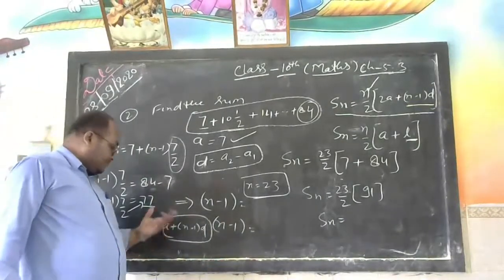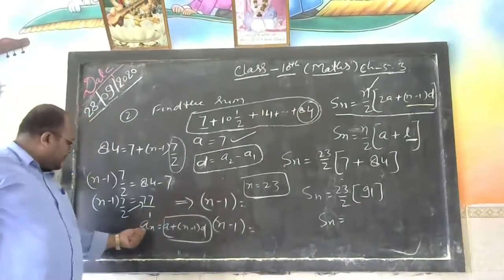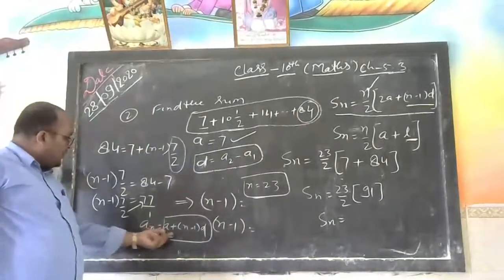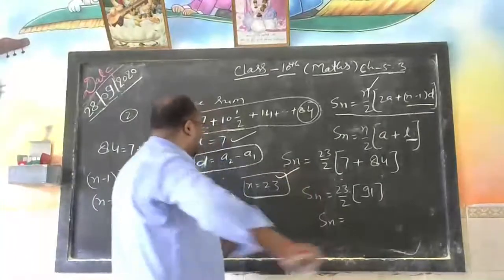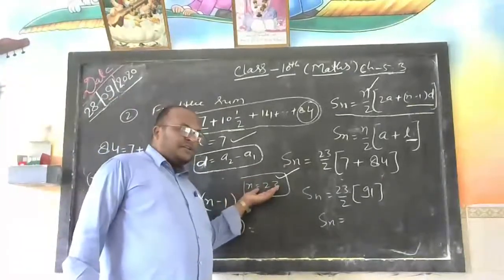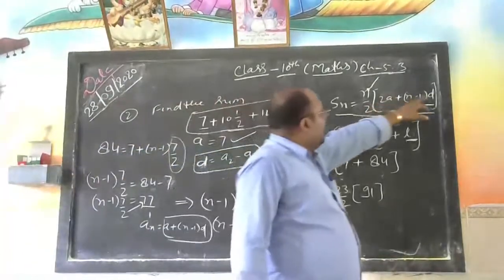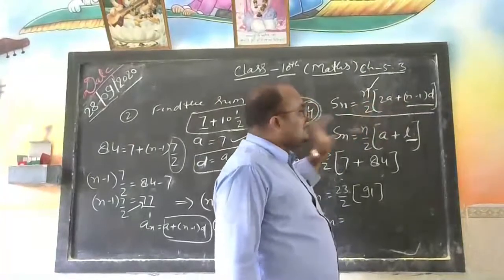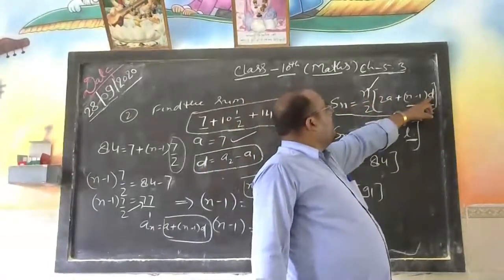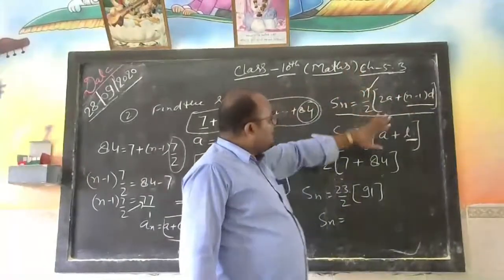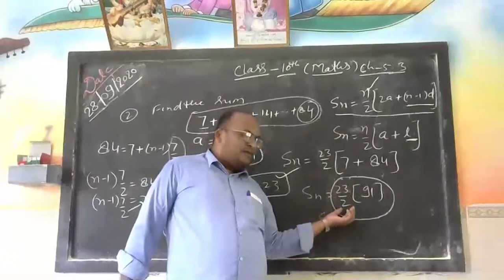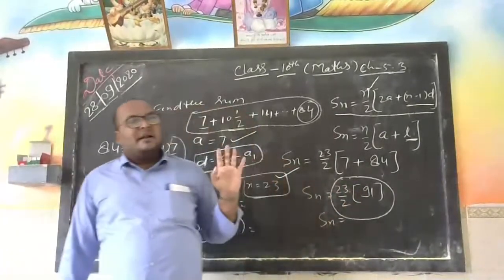When we put the value of an, which is 84, in this formula, we found the value of n is equal to 23 after solving the equation. So when we have the value of n, the value of a, the value of d, all those things the formula wants, we put in all the values. Now n is equal to 23, a is equal to 7 and d is equal to 7 by 2. After solving this, after multiplication you do the division, and whatever value you get will be the required sum.